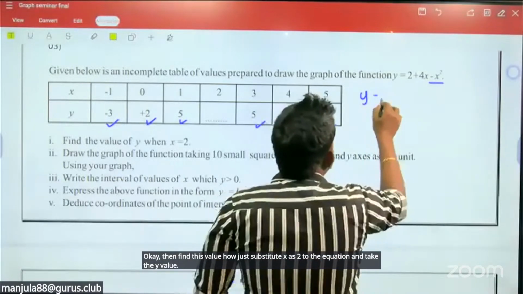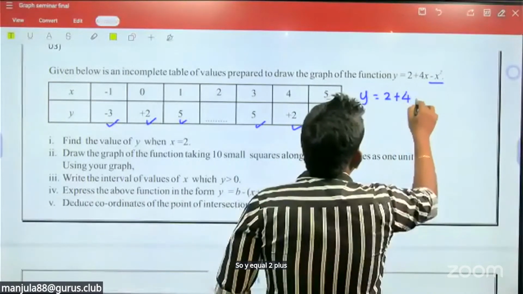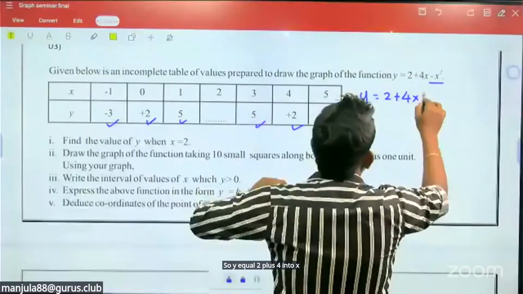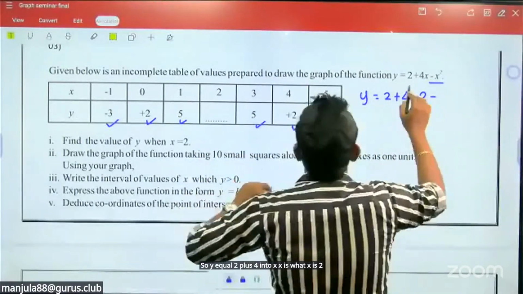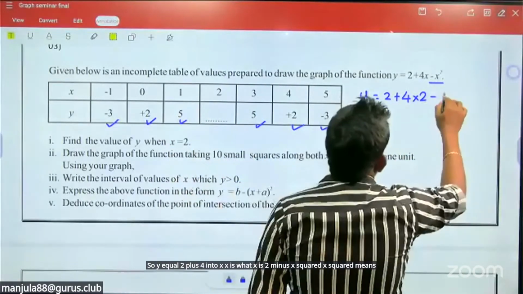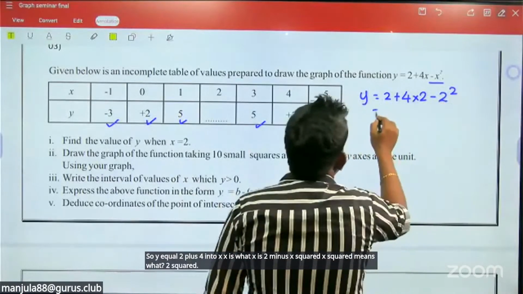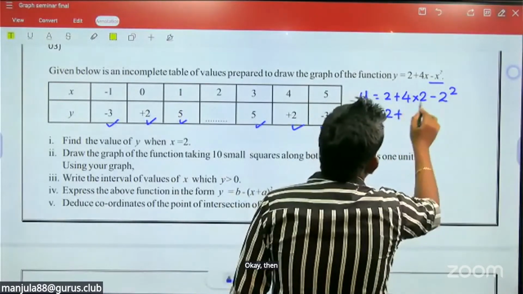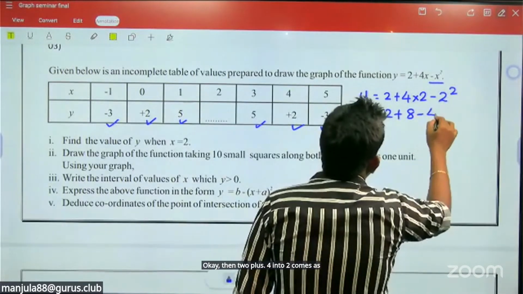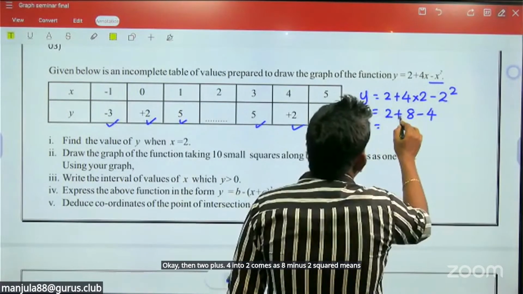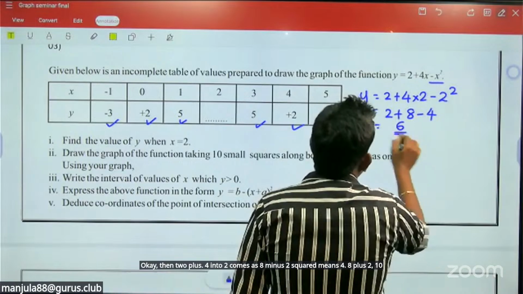So y equals 2 plus 4 into x. X is 2, minus x squared. X squared means 2 squared. Then 2 plus 4 into 2 comes as 8, minus 2 squared means 4. 8 plus 2, 10, subtract 4, 6. So y equals 6.